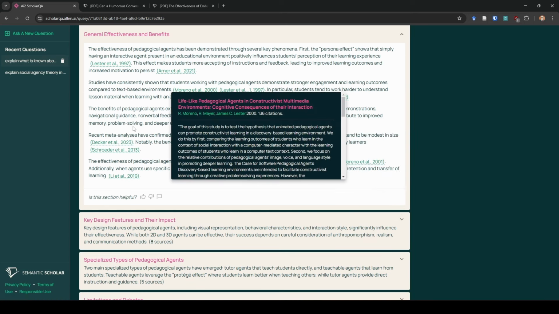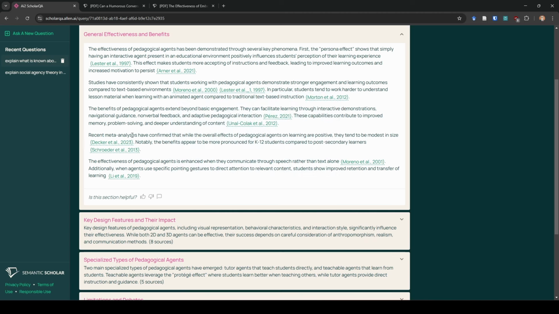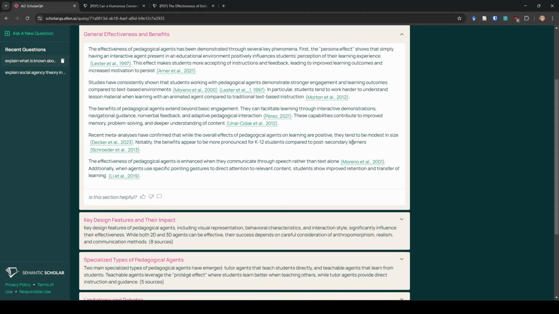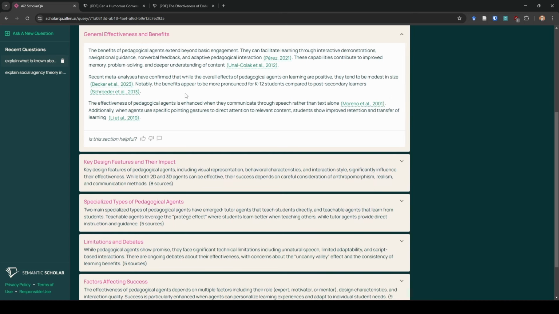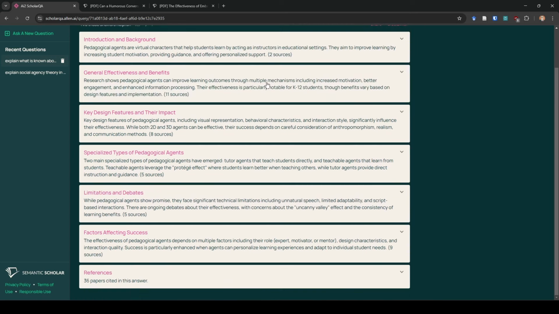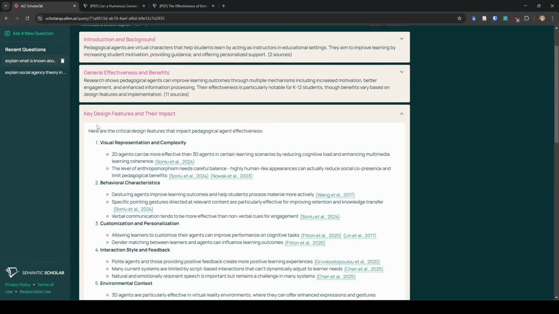Okay, so let's skim down. It does say recent meta-analyses have confirmed the overall effects are positive, but they tend to be modest in size. That's true. And we did find in our 2013 meta-analysis, yep, that is the correct link, that the effects were stronger for K-12 students than post-secondary. So overall, for an initial getting used to an area and starting to understand it, pretty great. Pretty happy with this. Do I wish it cited more systematic reviews and meta-analyses in this section? Sure, but that could also just be my bias towards systematic review and meta-analysis because that's what I do. Okay, so let's look at key design features.